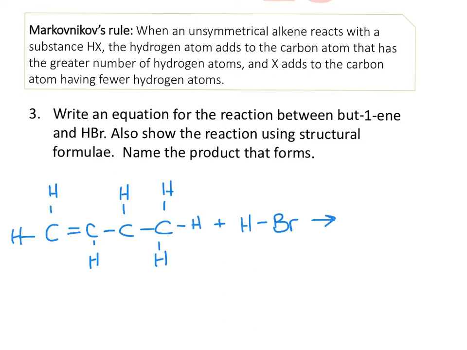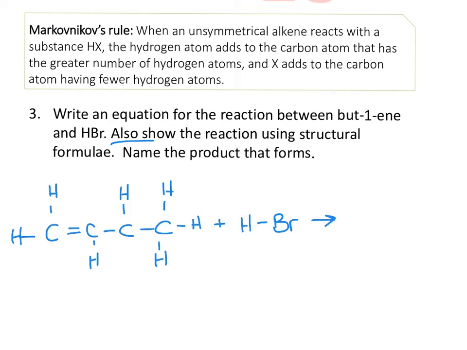Now, they tell us, write an equation for the reaction between but-1-ene and HBr, show the reaction using structural formulae, also show the reaction. So they really want a proper chemical reaction as well, which we'll get to in a second. Where does the bromine go? Because now this is the key here.